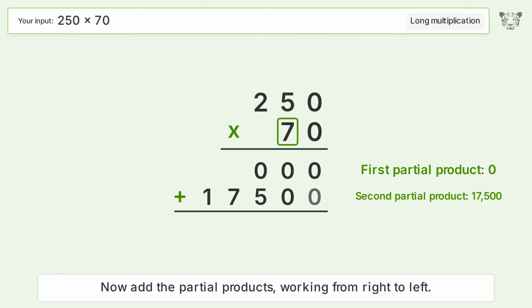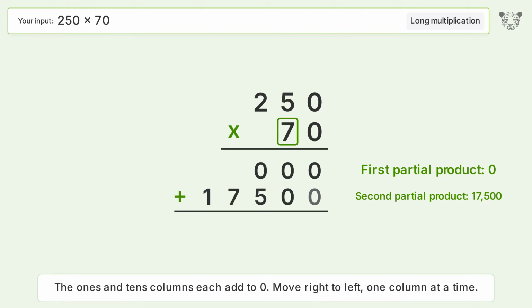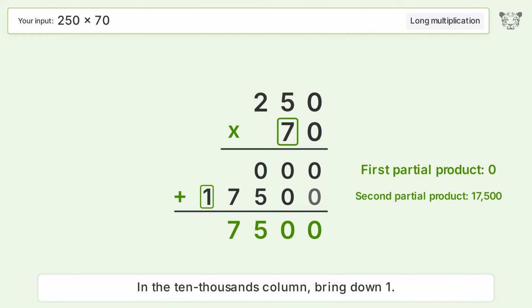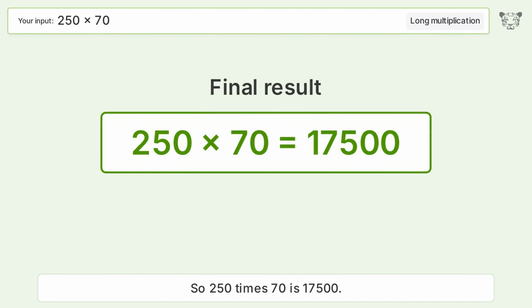Now add the partial products, working from right to left. The ones and tens columns each add to 0. Move right to left, one column at a time. In the hundreds column, 0 plus 5 is 5. In the thousands column, bring down 7. In the ten thousands column, bring down 1. The whole product is 17,500. So 250 times 70 is 17,500.